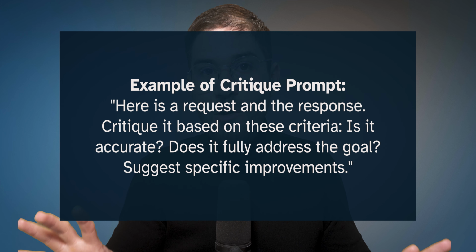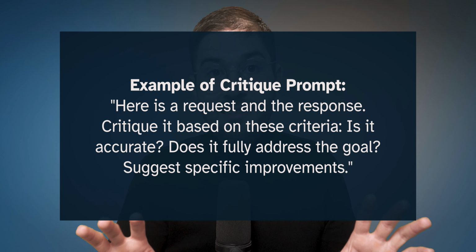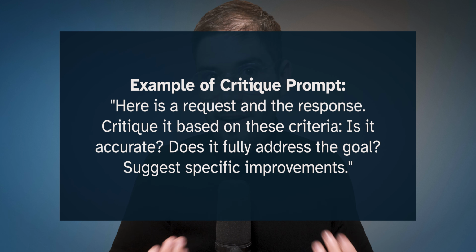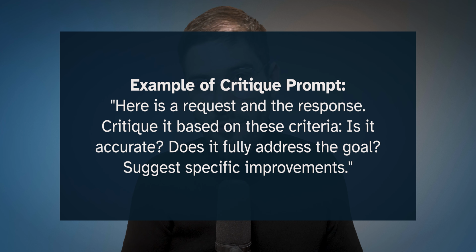That's tool use. It is the agent's hands. Next is reflection, the agent's self-criticism loop. A single pass from an LLM is often flawed. The reflection pattern has an agent generate a response, then feed that response back into itself or another agent for critique. The critique prompt is key. For example, here is a request and the response. Criticize it based on this criteria: is it accurate? Does it fully address the goal? Suggest a specific improvement. The agent then rewrites its initial output based on that critique.